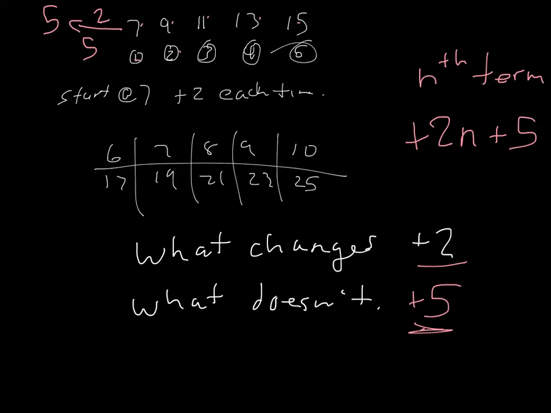I always like to check. So I'll pick randomly the fourth term. 2 times 4 is 8 plus 5 is 13. Just like it should be. 4 and 13 are the ones that go together. So I have a feeling this one works. And you can check all the way down.